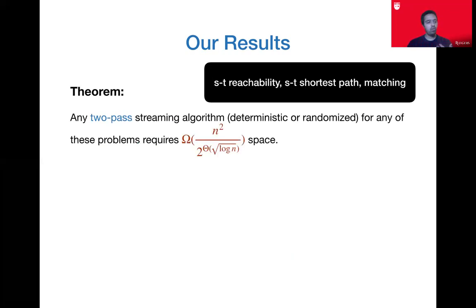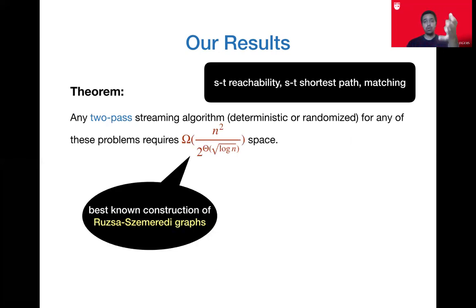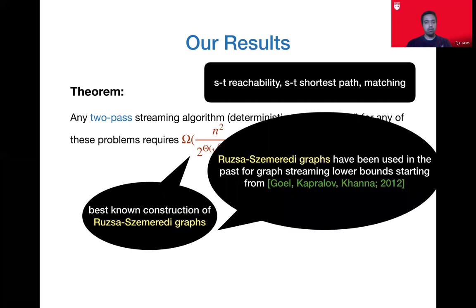And a bit more formally, we prove that any two-pass algorithm, deterministic or randomized, for any of these problems that I mentioned, and a bunch of other ones that follow from reductions, requires roughly n squared divided by 2 to the square root log n space. Good. I will tell you a bit more about these numbers, but let me just say that this number comes out of using the best known construction of these so-called Ruzsa-Szemeredi graphs, which have been extremely powerful in recent years in proving graph streaming lower bounds, starting with this very nice work of Goel, Kapralov, and Khanna. And our work shows another perhaps surprising application of these graphs.